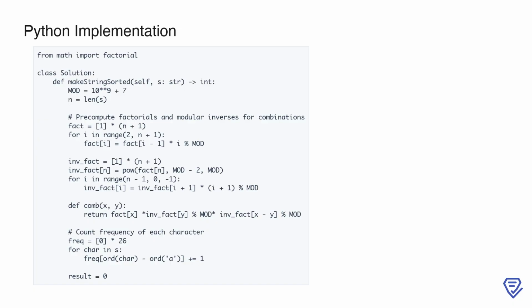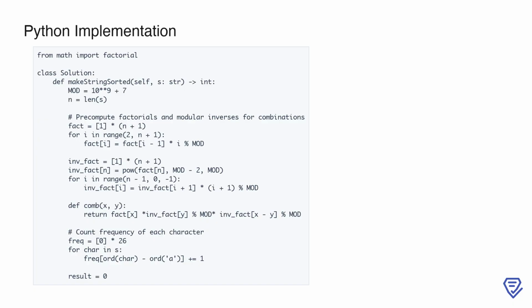Additionally, we compute modular inverses of these factorials using Fermat's little theorem. By initializing the inverse of the factorial of n and iterating downward, we calculate the inverse factorial for each number, storing it in the inv_fact array. The comb function is then defined to calculate combinations efficiently using the pre-computed factorial and inverse factorial arrays.